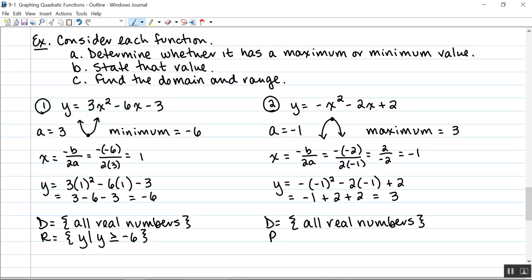And my range is the set of all y such that y, now since this is a maximum value and my graph opens downwards, it's going to be less than or equal to the y value of my vertex, which is 3. So in other words, all of my y values are going to be less than or equal to the y of the vertex, which is 3.